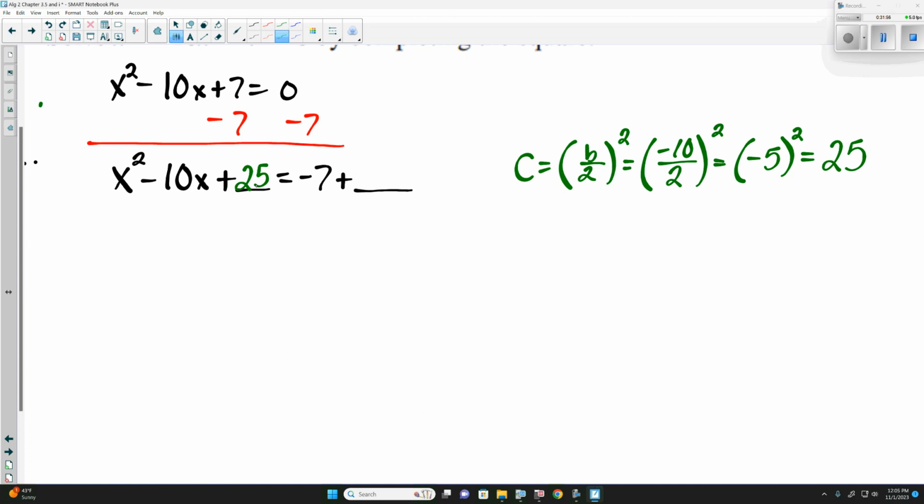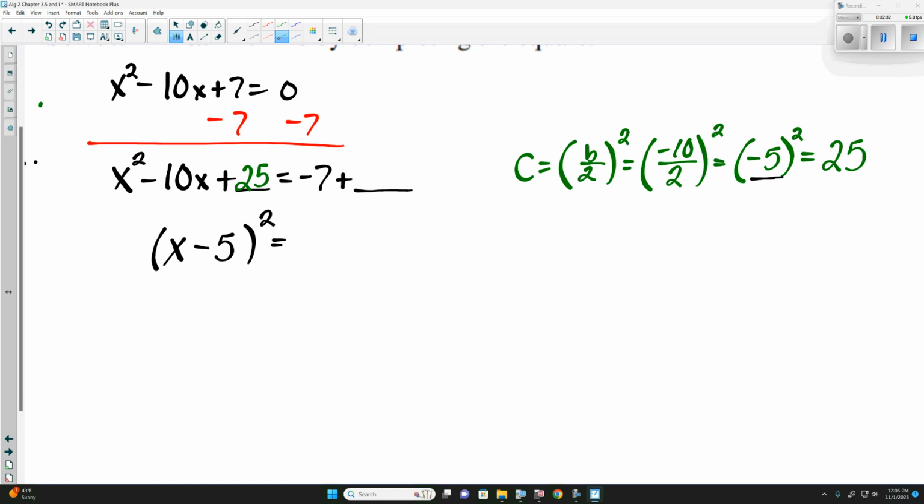Which is nice because, as we just saw in the previous problem, we can rewrite this as a set of parentheses squared. We do have our x. And the number that goes with it is the number inside the parentheses before we square it, which is our minus 5. So we're able to write the quadratic as a perfect square trinomial, be able to factor it to a set of parentheses squared, which means we can really use the square root method now. We can take the square root of both sides.